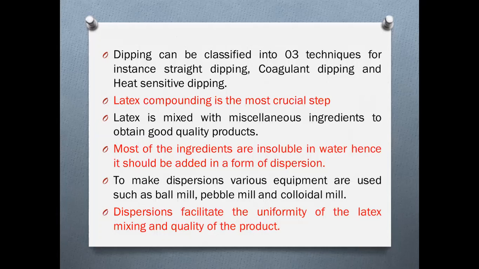At the industrial level, they use different equipment to prepare different dispersions, like ball mill, pebble mill, and colloidal mill. But this practical is in laboratory level, so you have to use the laboratory facilities. The importance of making dispersions is to facilitate the uniformity of the latex mixing and to get a good quality product.